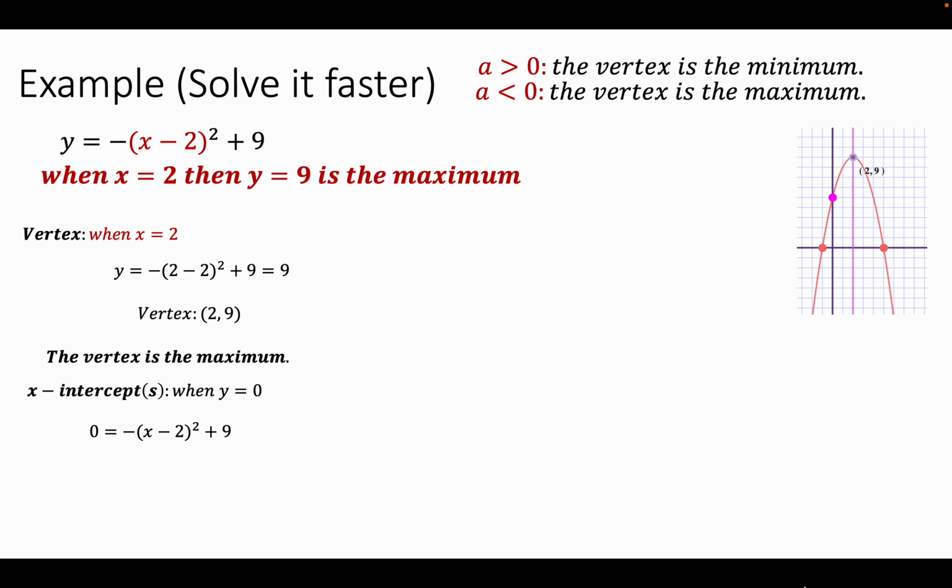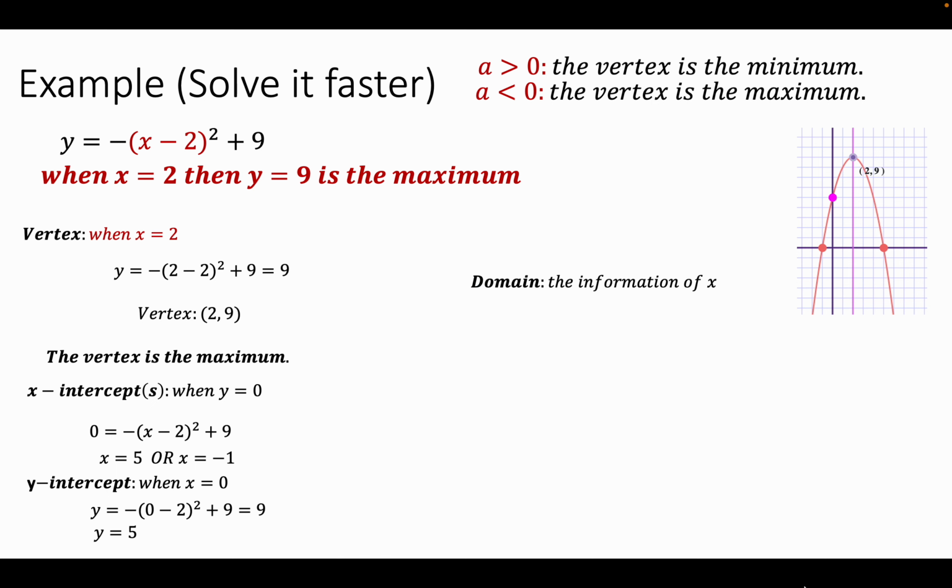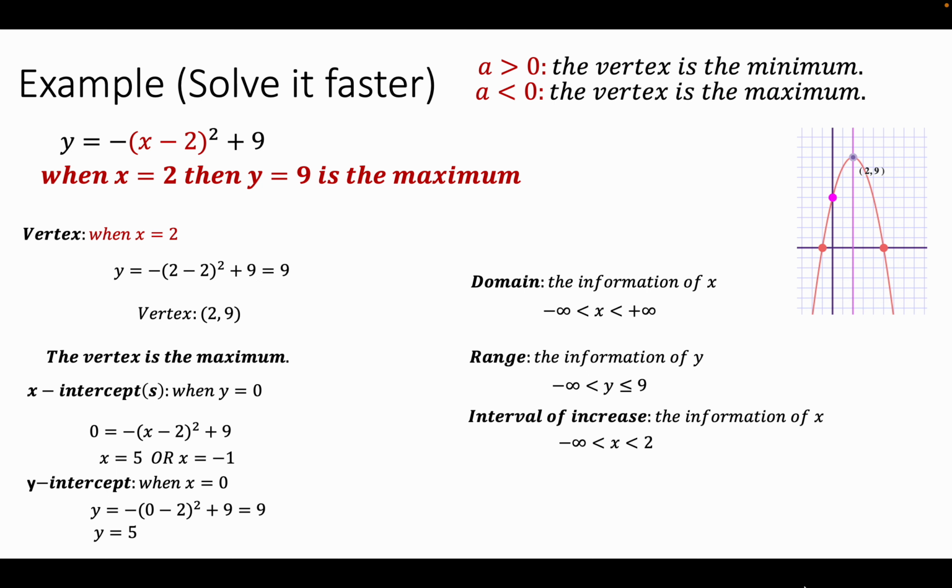Our x-intercepts are x equals 5 or x equals negative 1, like the other problem. Our y-intercept is y equals 5. Our domain is all reals. And our range is the same as last time, which is negative infinity is less than y is less than or equal to 9. Again, our interval of increase and our interval of decrease are the same.